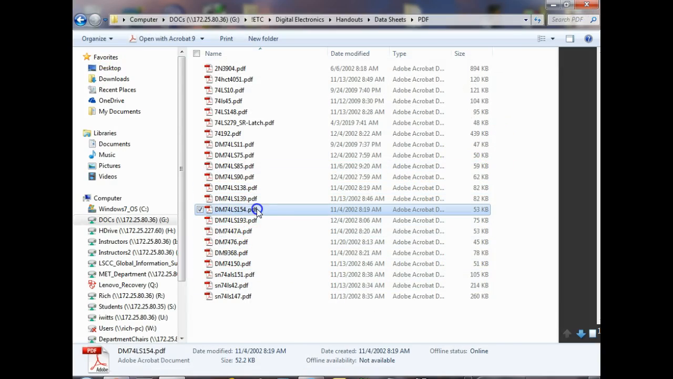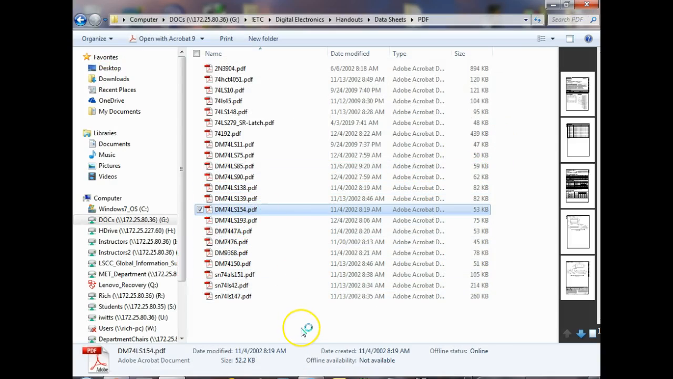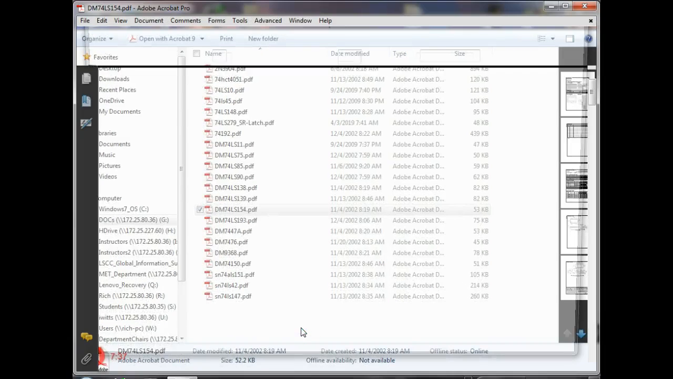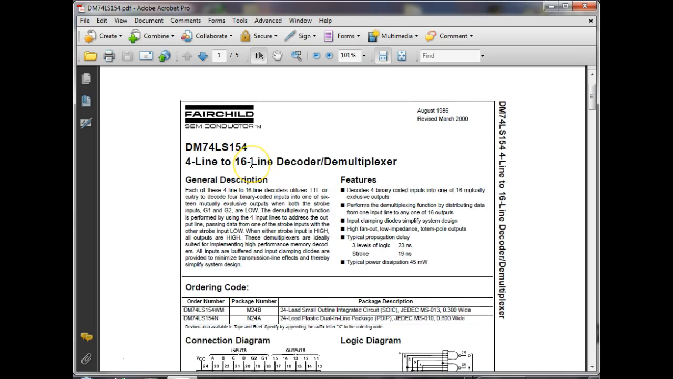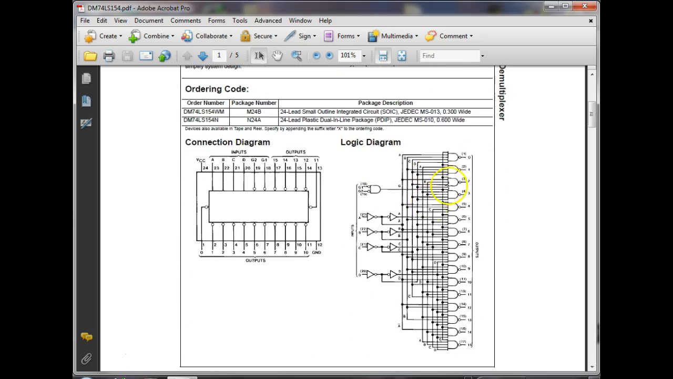Here's a 74154. We're going to use it today as a demultiplexer. But this is a 4 to 16 line. So look at this thing right here. This is what makes it up. But we really do, I'm not multiplying. This is a 4 to 16 decoder.